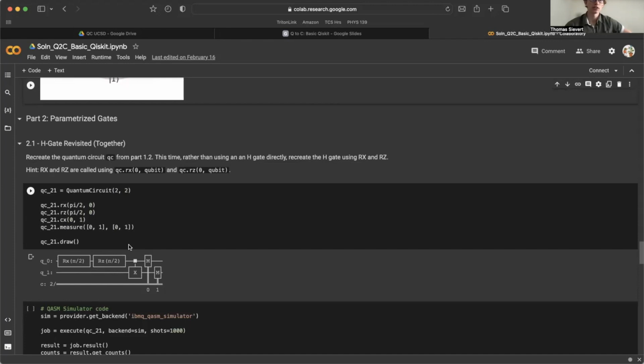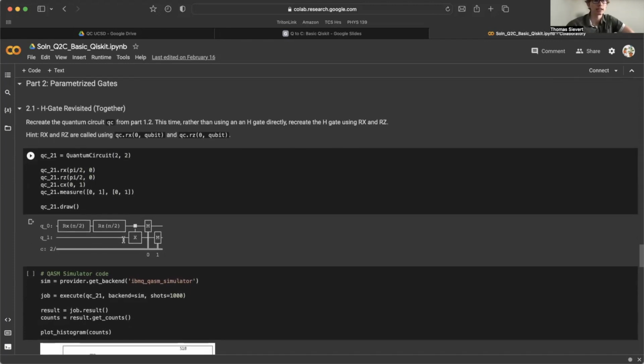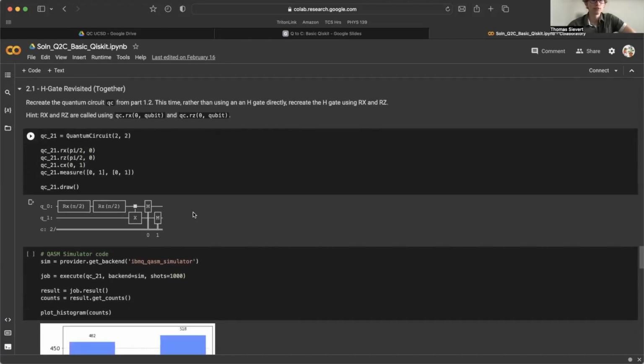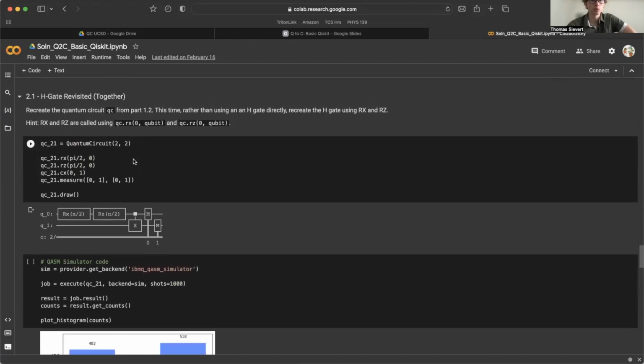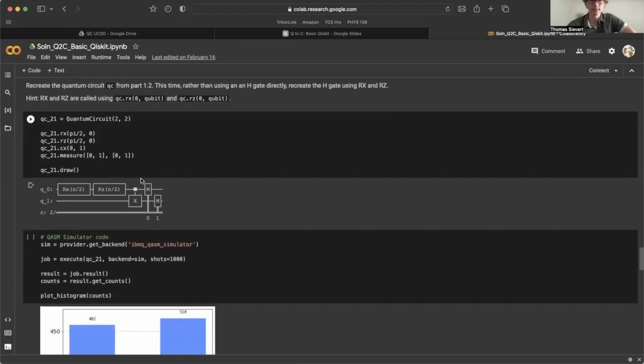Okay, now the second section here is talking about parameterized gates. So the first thing we did is we remade the circuit from part 1.2, which was the H gate and the C naught, except this time, instead of using an H gate, we used our RX-RZ combination, which is equivalent to an H gate, which we just know by, if we look at the Bloch sphere, we get the same ending vector. If we start at the same starting vector, we get the same ending vector with these 2 gates as we did with the H.